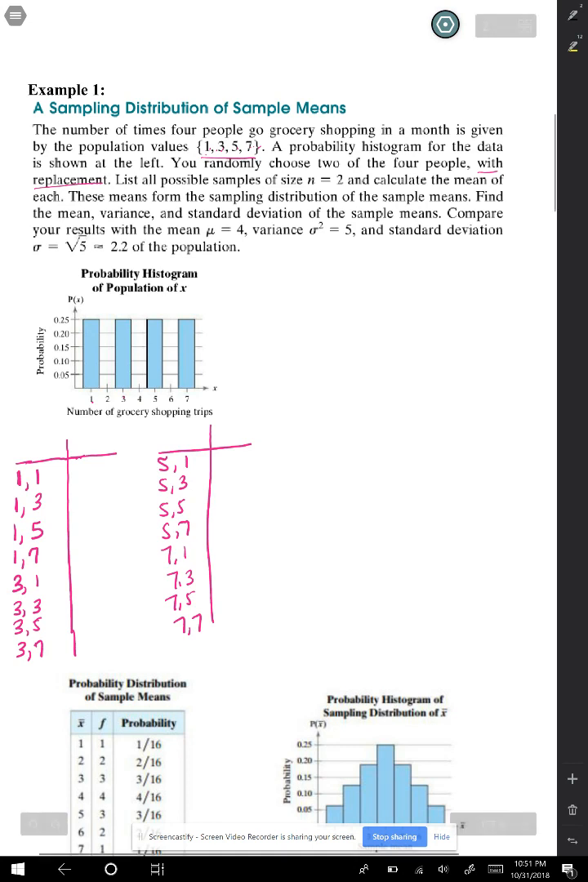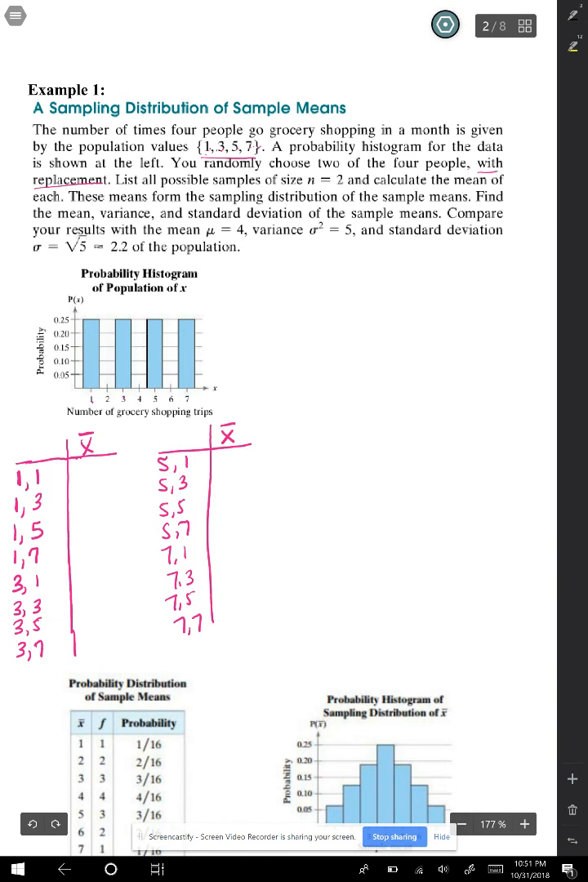Okay, so what I've created is the sampling distribution, and now they want me to find the sampling distribution of the sample means. So they want me to find the means of each of these samples. So we call the mean, remember, x bar.